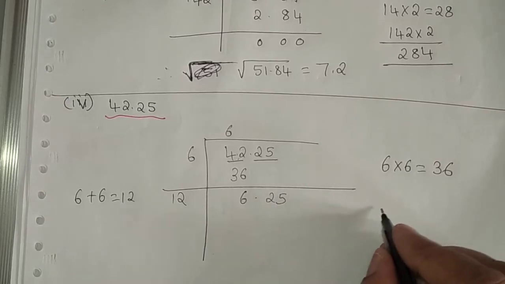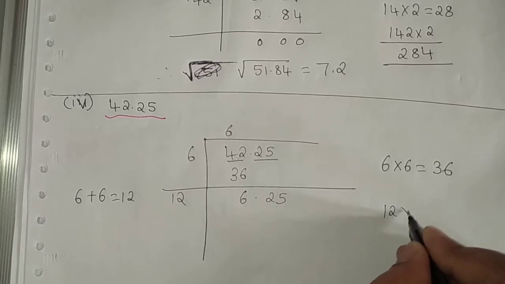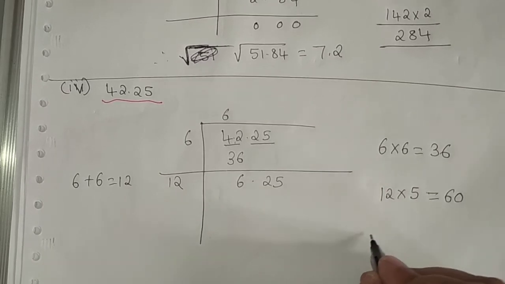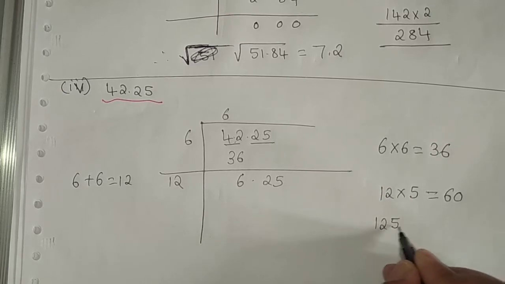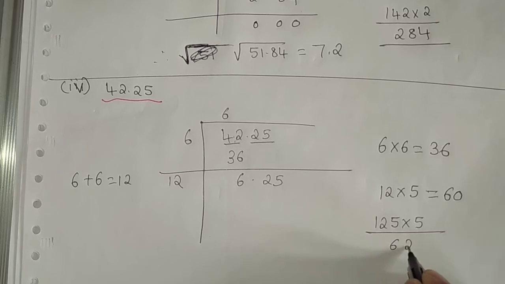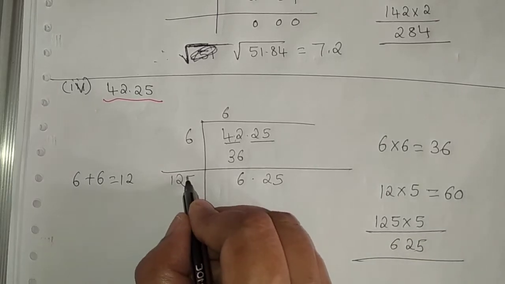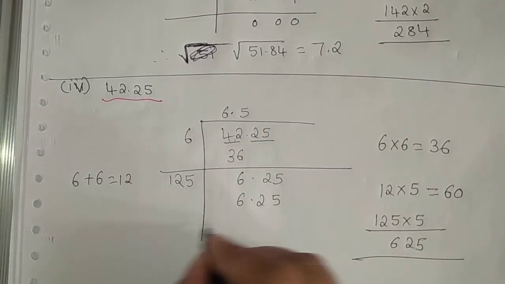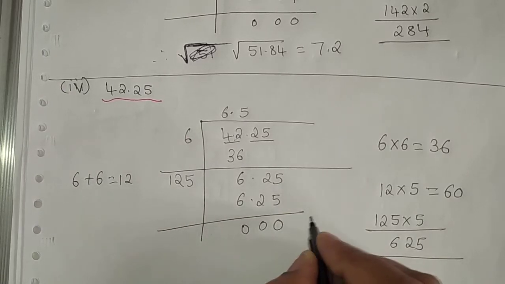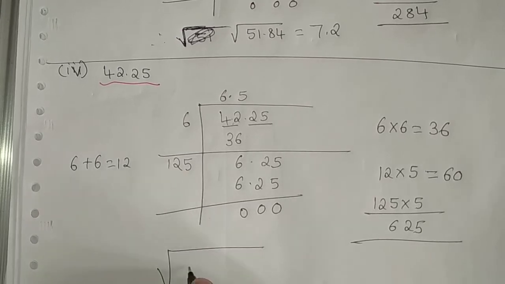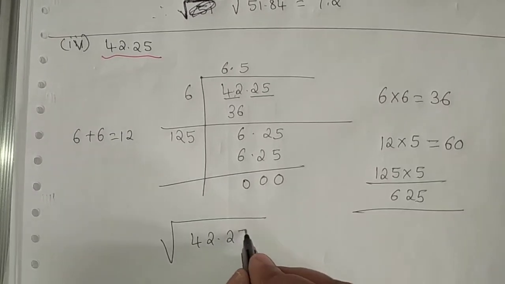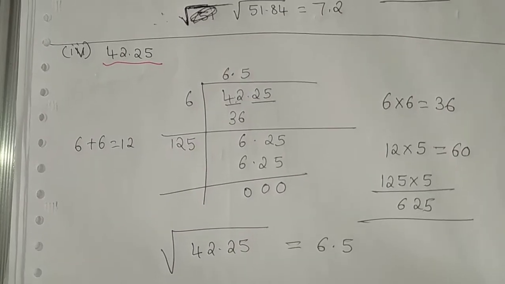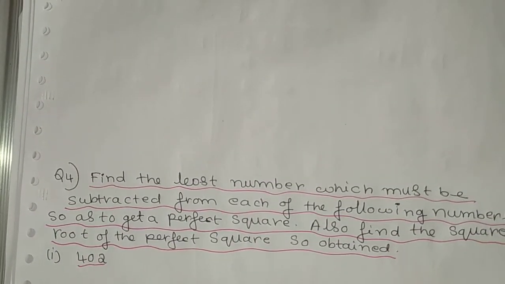Therefore, so we'll take 12 into 5. So what is 12 into 5? That is 12 into 5 will become 60. So 60, so we take 125 into 5 will become 625. So here write 5, put a point here, then 5. So what is the 6.25 here again? Then write 000. Minus this, write 00. Therefore square root of 42.25 is equal to 6.5. So this is the fourth one. So we move on to the fifth one.